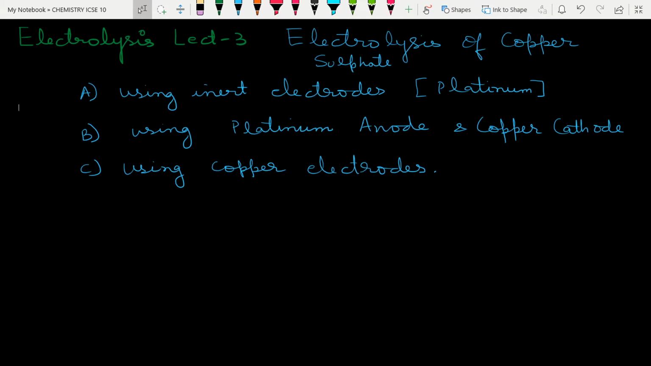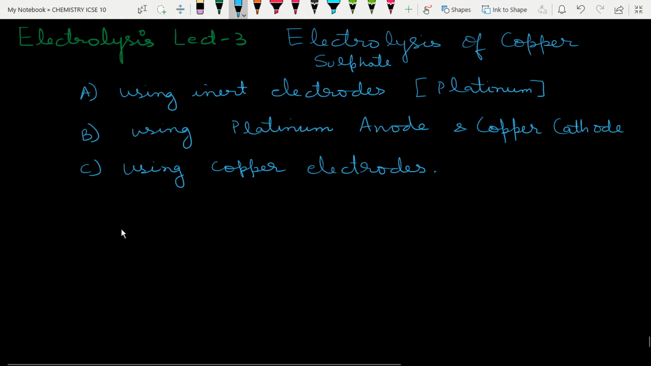Inert electrodes means both the anode and cathode will be of platinum, and then in part B we will be talking about using platinum anode and copper cathode, and in part C we are going to talk about electrolysis of copper sulfate using copper electrodes. So in this lecture we will be discussing at length a lot of things.